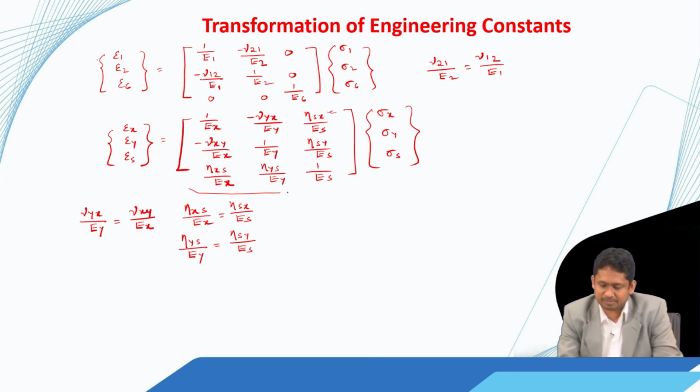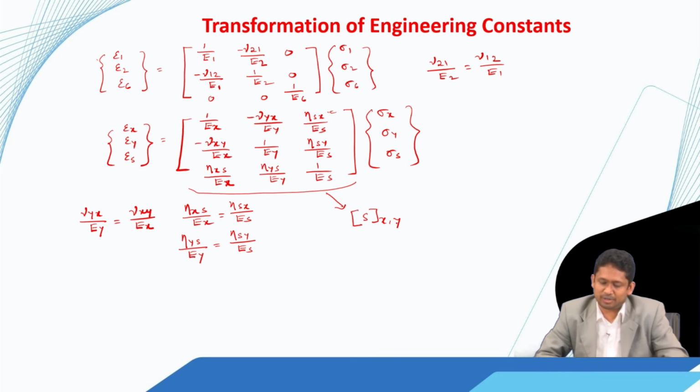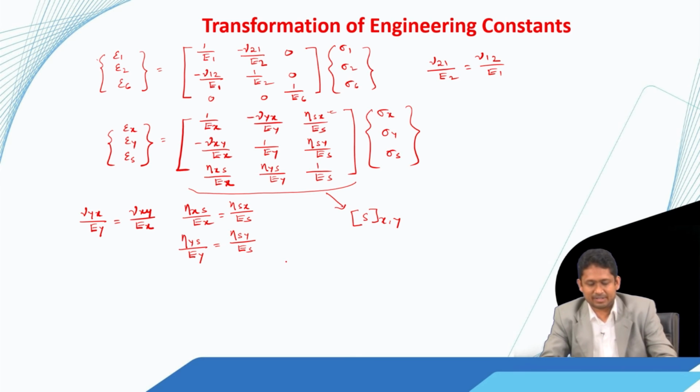Now, this matrix is nothing but our S matrix in the xy system, and we already know what that matrix is. So, what we can do now is equate these quantities, 1 by Ex with Sxx, 1 by Ey with Syy, and so on, and use these constants. With the help of that we can find Ex, Ey and all these engineering constants in the xy system with respect to those constants in the 1-2 system.